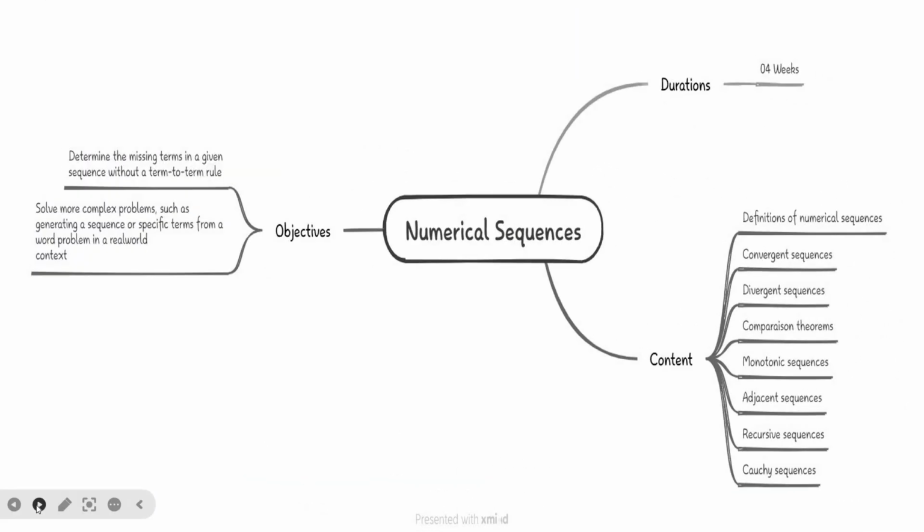This chapter is covered in 4.5 hours, and among its objectives are the following. First, determine the missing terms in a given sequence with a term-to-term rule. Second, solve more complex problems, such as generating a sequence or specific terms from a word problem in a real-world context, and which includes the following sections: definition of numerical sequences, convergent and divergent sequences, comparison theorem, monotonic sequences, adjacent sequences, recursive sequences, and Cauchy sequences.